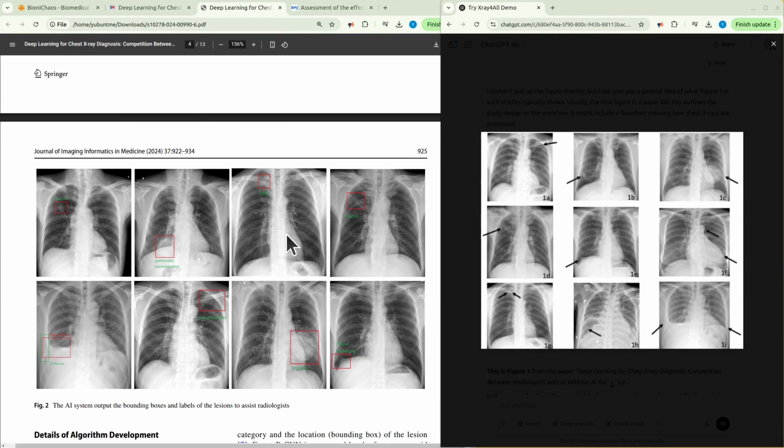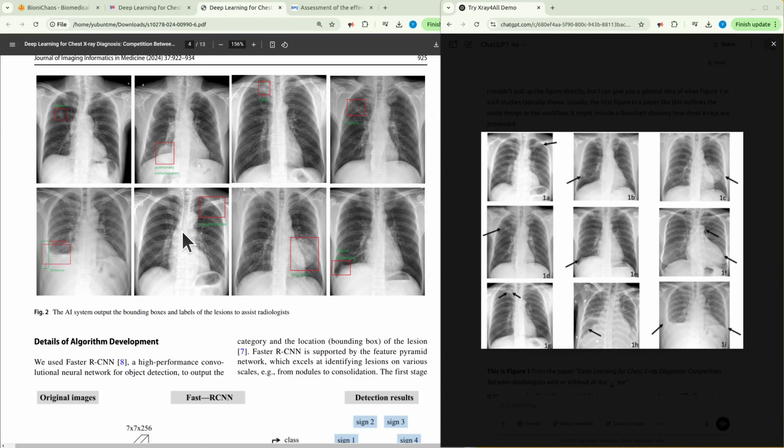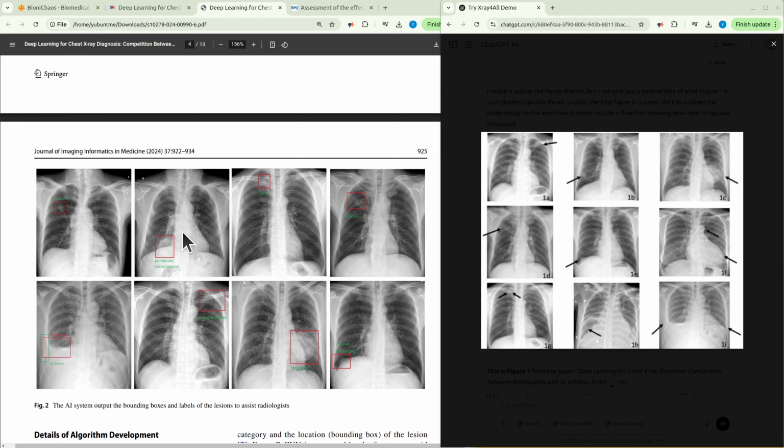Ah, I see what you mean. The images in figure 2 aren't in the same order as figure 1, and there are fewer of them. This likely means that figure 2 is showing a subset of the examples from figure 1, focusing only on the cases where the AI system provided bounding boxes and labels. Why the difference? Figure 2 might only include the examples where the AI system successfully detected and labeled specific abnormalities, hence fewer images. Reordering might have been changed for clarity or to group similar findings together. Yeah, that's really not clear. Why was it reordered? Looks like a classic case of cherry picking.